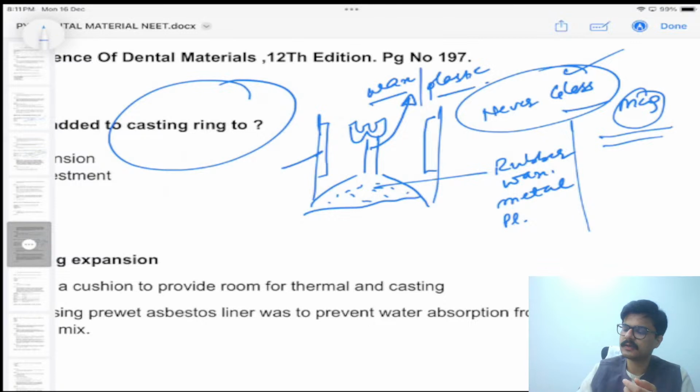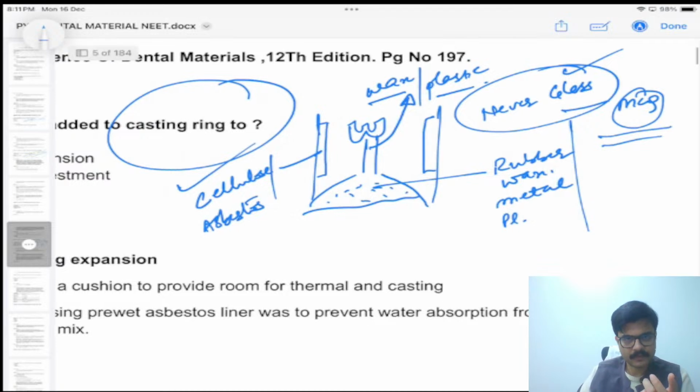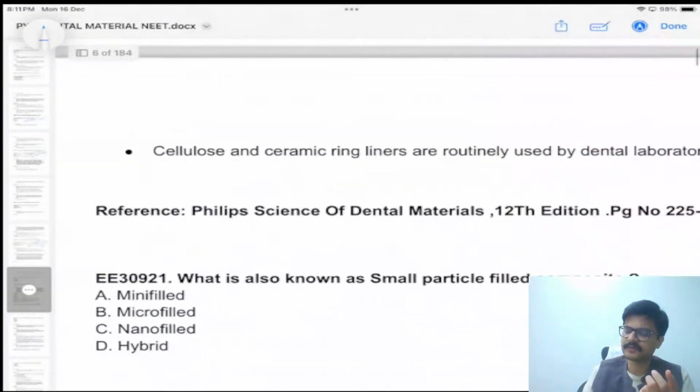Then the ring liner is usually made of cellulose, that is paper, or asbestos. Another MCQ: cellulose is preferred over asbestos. The reason, which is another MCQ, is that asbestos can be carcinogenic, right? So all these are related MCQs from this.